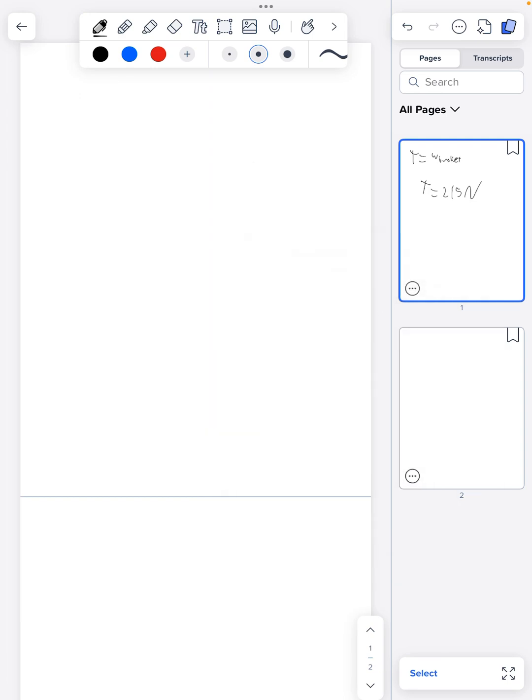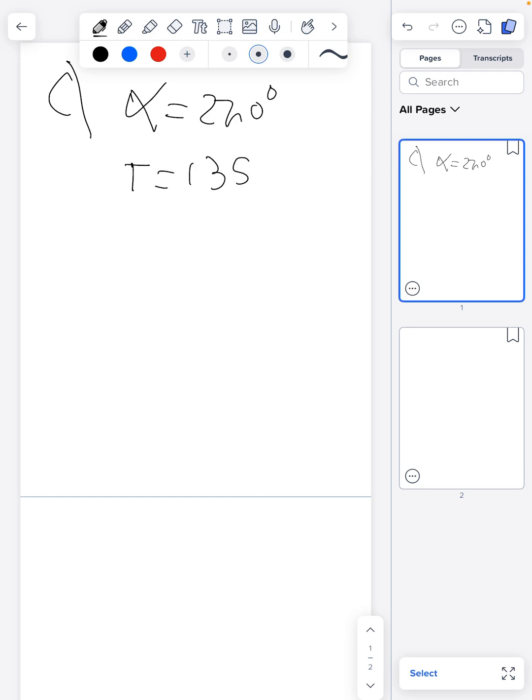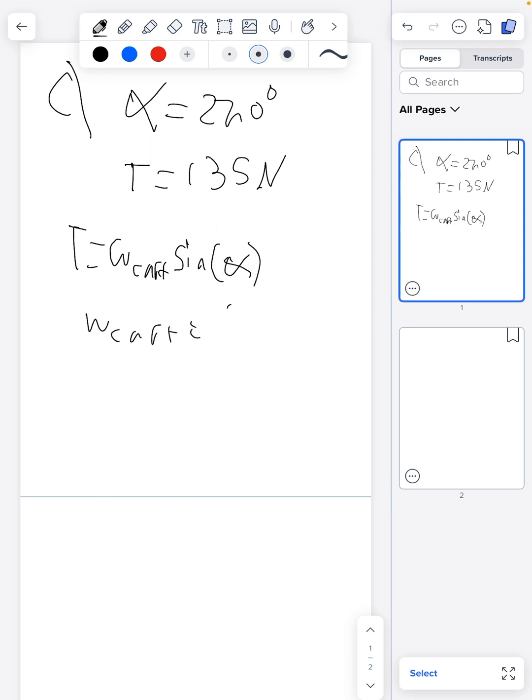Okay, so now we're on Part C, which is just going to be finding the weight of the cart again, I believe. So they give us the inclined angle of 27 degrees, and then the tension in the cable is 135. There's no friction, and the system is at rest, meaning the forces are balanced, which is Newton's first law. So we're just going to set it all equal again. W cart sine of angle. I'm going to rearrange it again. And then we're just going to plug in the numbers we know.